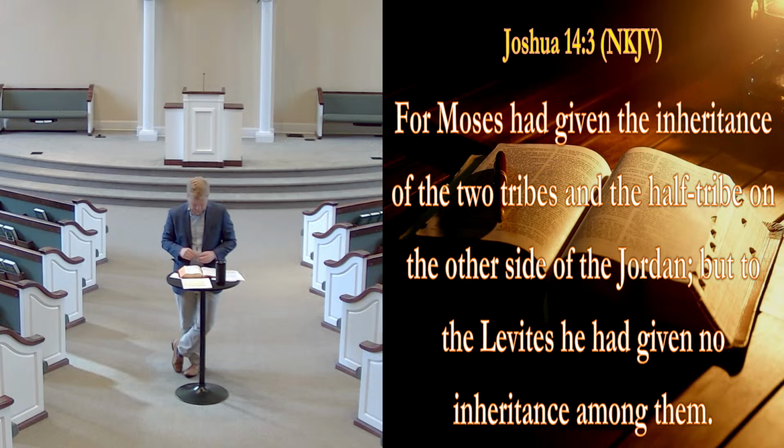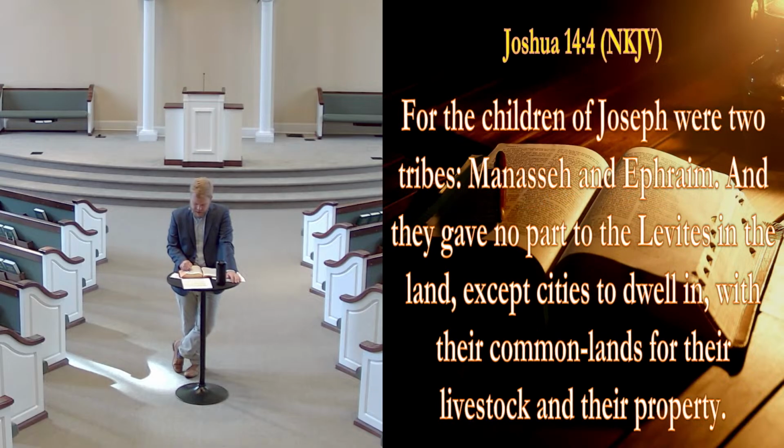All right, verses 3 and 4. So, the very end of verse 3, but to the Levites he had given no inheritance among them, meaning they did not inherit land. They did receive an inheritance, just not land. For the children of Joseph were 2 tribes, Manasseh and Ephraim. You know, you read about these tribes and you read about the land division, and you never think, well, there's not a tribe Joseph, which at this point in my Christian life, that sounds weird.